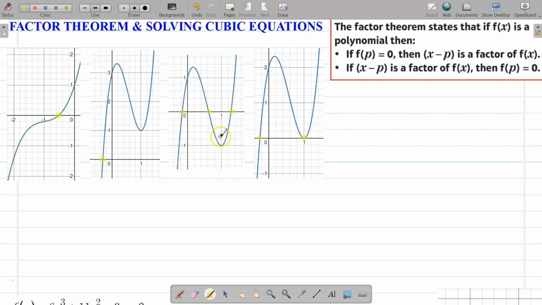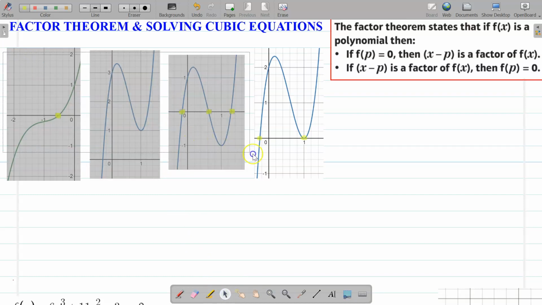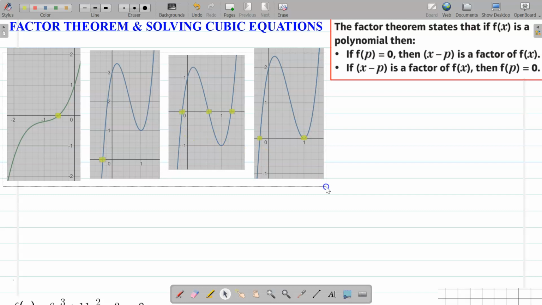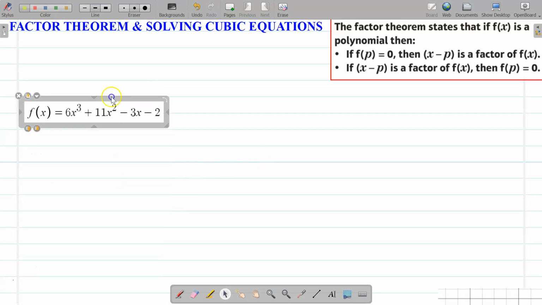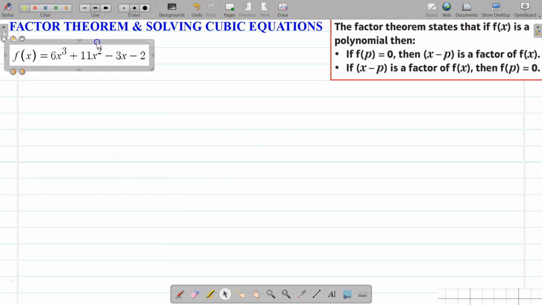Okay, so how do we use the factor theorem to solve a cubic equation? Well, let's have a look. I'll first of all take these off the screen to give us a bit of space, and we'll introduce an example of a cubic function.